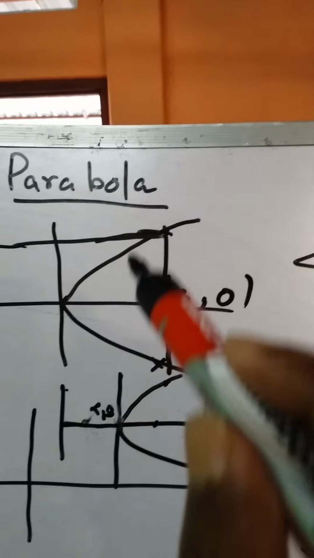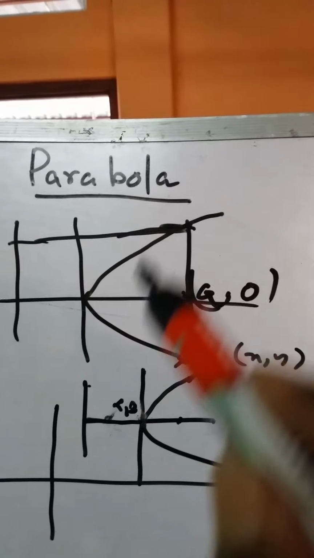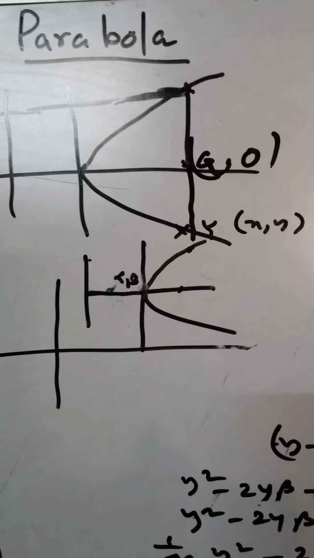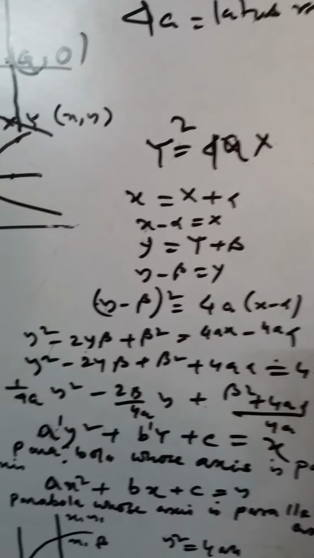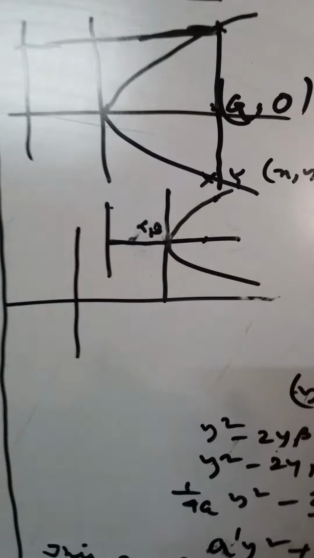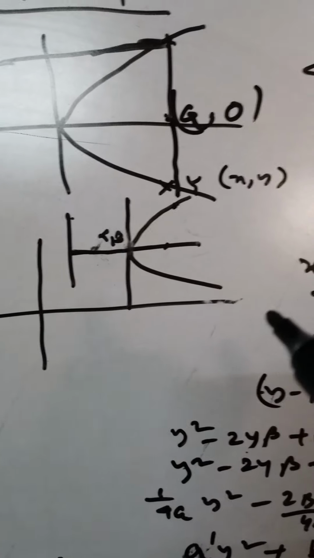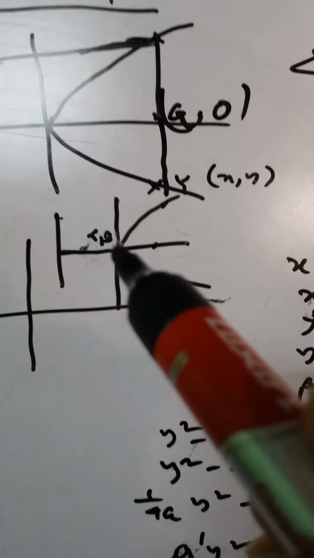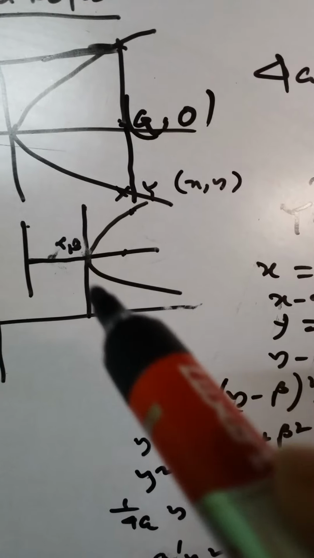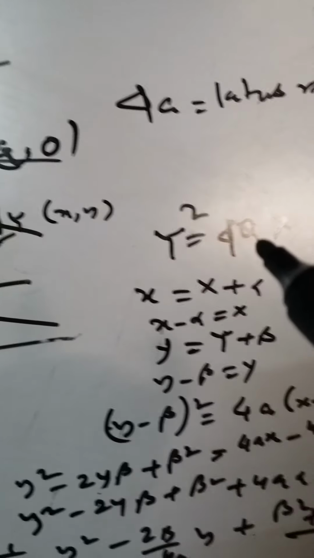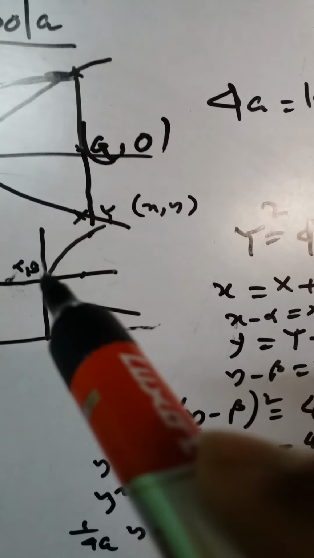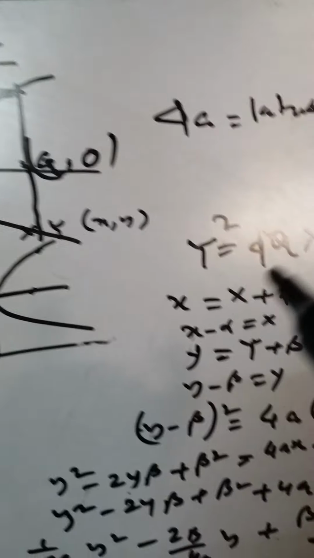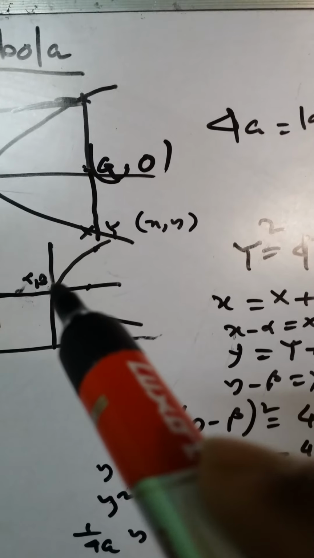And double ordinate: any chord which is perpendicular to the axis is called a double ordinate. Now we define the equation of a parabola whose axis is parallel to the x-axis and whose vertex is (alpha, beta). Suppose this equation is y square equal to 4ax. If you imagine that is the origin, 0 0, then it is that. But this is not 0 0.